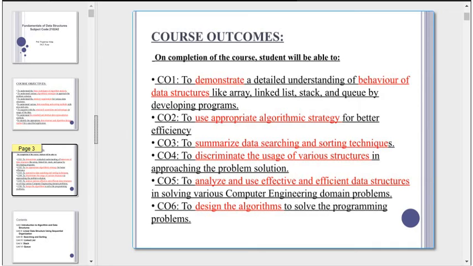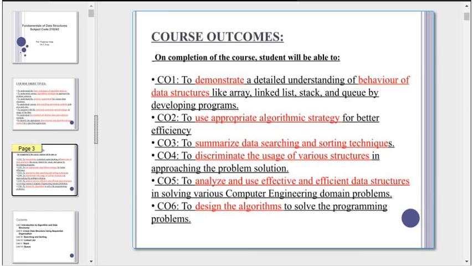The next course outcome is to use an appropriate algorithmic strategy for better efficiency. So we will apply a particular algorithmic approach to solve the problem with better efficiency. Next is to summarize the data searching and sorting techniques. That is the next outcome that we are going to achieve. The next outcome is to discriminate the usage of the various structures in approaching the problem solution. So we will differentiate the memory constraints and usage of the different data structures.